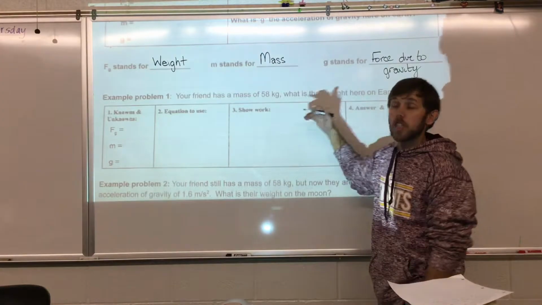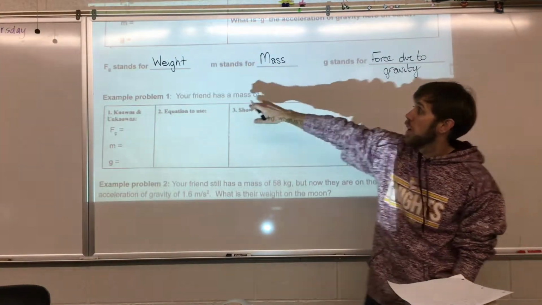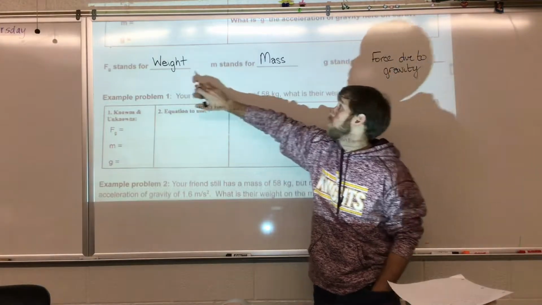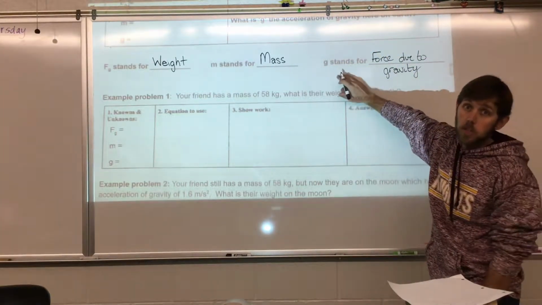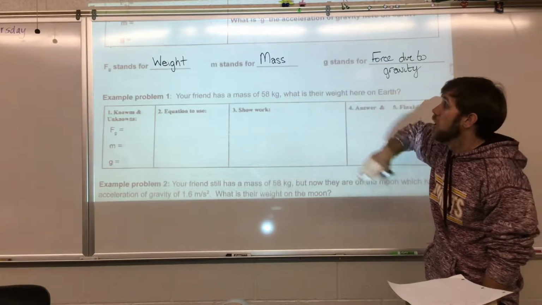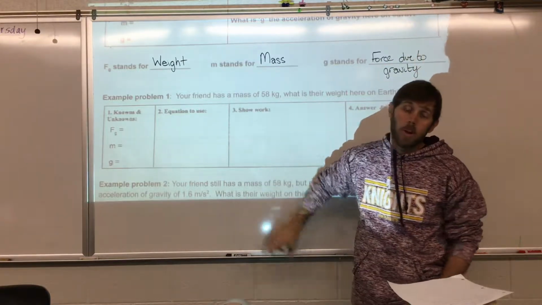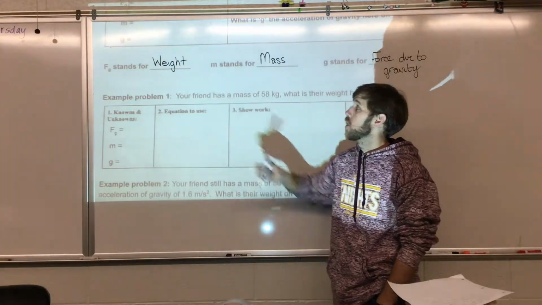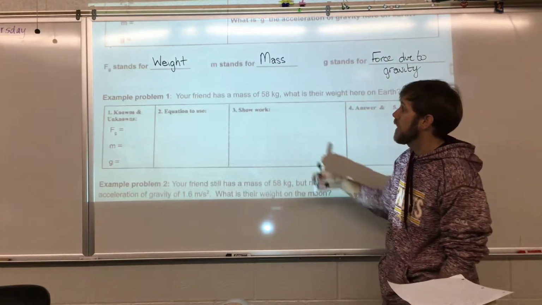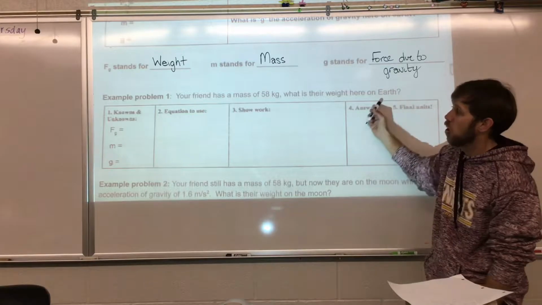All right, we have our equations down. We know what the variables each stand for. F of G is talking about the weight of an object, M is the mass, and then G stands for force gravity. So what we'll do now is go through example problem 1 and example problem 2 together. So example problem 1 says your friend has a mass of 58 kilograms. What is their weight here on Earth?